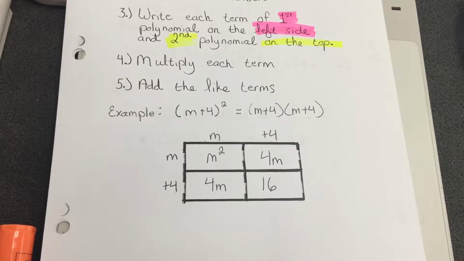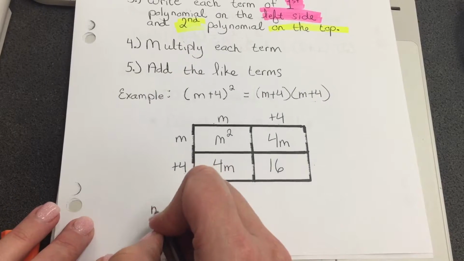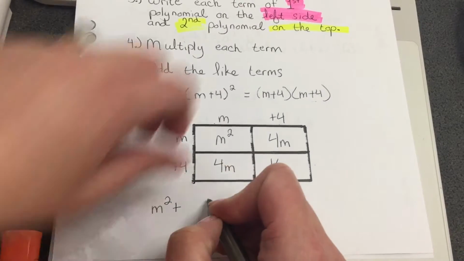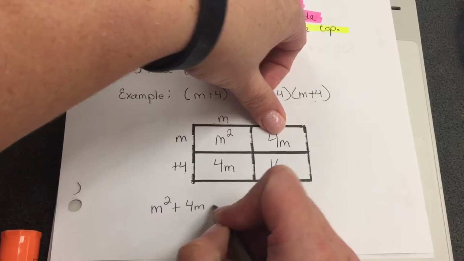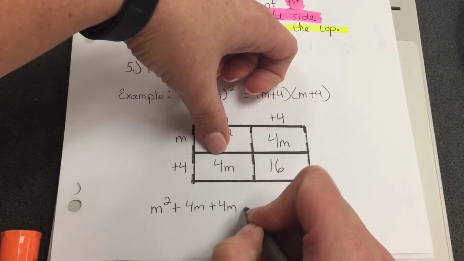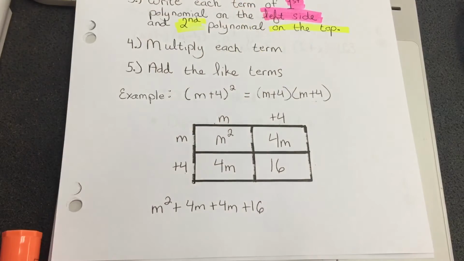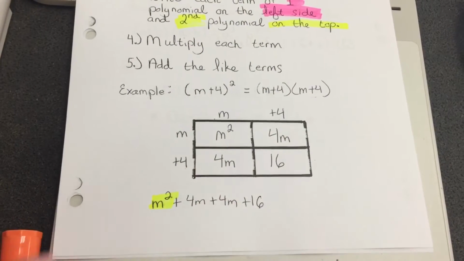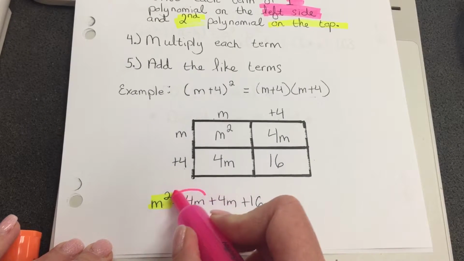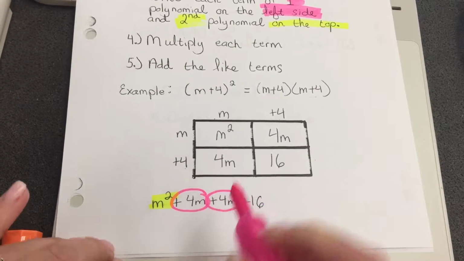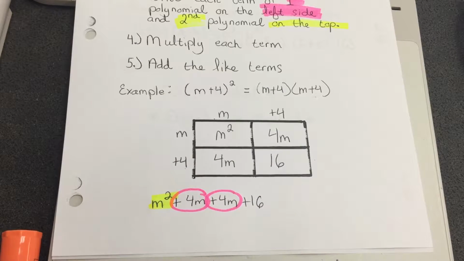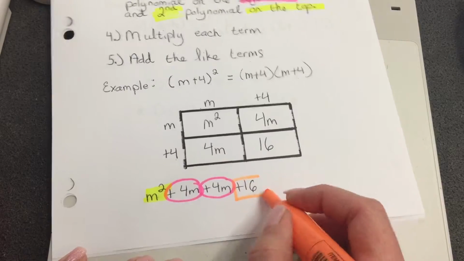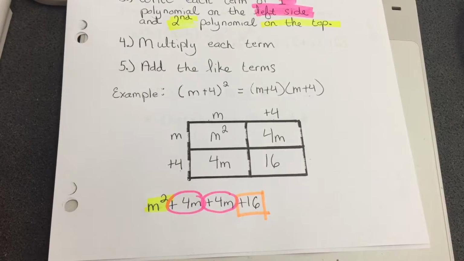So from this box method, you can then write everything out: m squared plus 4m plus 4m plus 16. Now at this time, you want to combine like terms. All right, well I have an m squared. I don't have any more m squareds. I do have a positive 4m and a positive 4m. And then, of course, we have our lonely positive 16 constant.